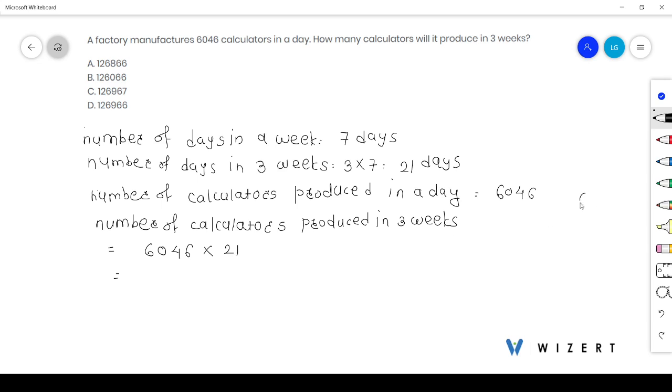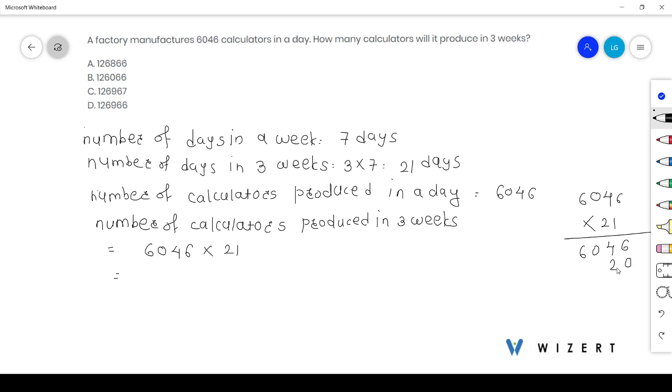Do that multiplication, 6046 into 21. Start with the units place first. So it is 1 here. Any number multiplied with 1 is that number itself. So it will be 6046. Add 0 to the units place.